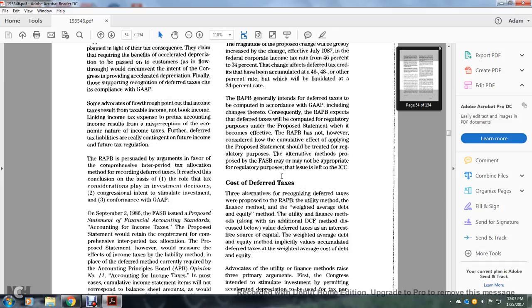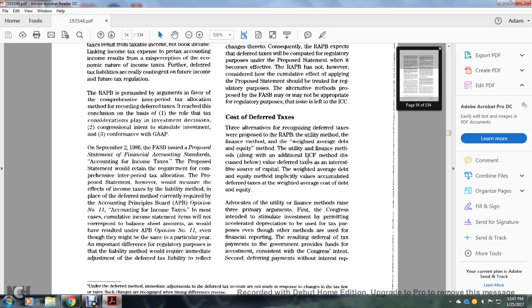The Railroad Accounting Principles Board generally includes the deferred taxes computed in accordance with generally accepted accounting principles, including the changes. Consequently, the Railroad Accounting Principles Board deferred taxes were computed with the regulatory purpose of the proposed statement when it becomes effective. The Railroad Accounting Principles Board has not, however, considered whether the cumulative effect of applying the proposed statement should be treated with regulatory purpose. The alternative methods proposed by the Financial Accounting Standards Board may not be appropriate for the regulatory purpose, an issue left to the Interstate Commerce Commission.